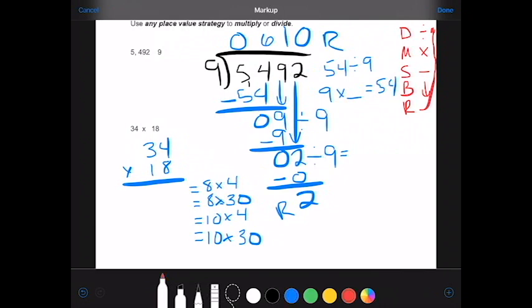Here we go. 8 times 4 is 32. 8 times 30 freaks me out a little. So I can just go 8 times 3 is 24, but I have to have it as 24 tens. So I put a 0 in the ones place, and that gives me 240. Really important that you're careful about that 10, right? Now I have 10 times 4. I can handle that. That's 40. But now that it has 10 times 30, I freak out that I'll make a mistake.